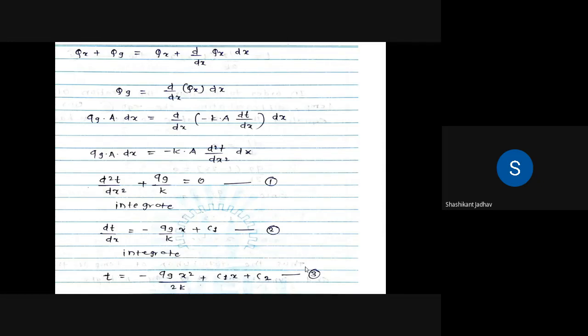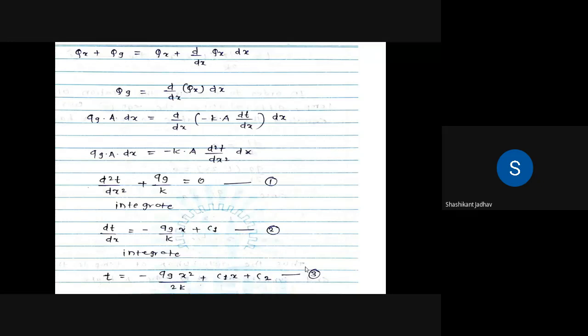Okay, but we know the value of qg. So what is the equation for qg? We know that the equation for qg is equal to small qg into a into dx. And similarly, what is the value of qx? That is minus k into a into dt by dx. So put those values into this equation. Instead of qg, small qg into a into dx, and qx is equal to minus k into a into dt by dx.